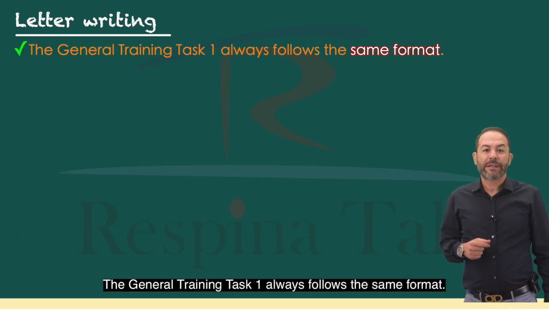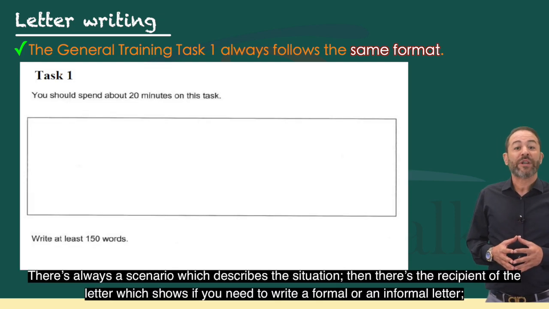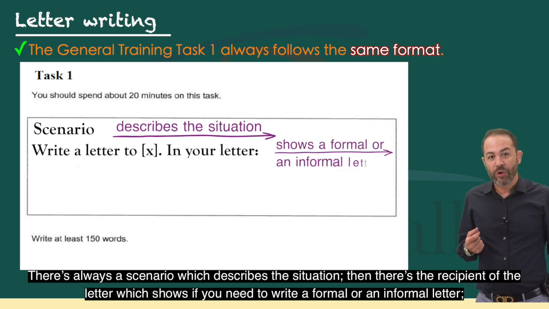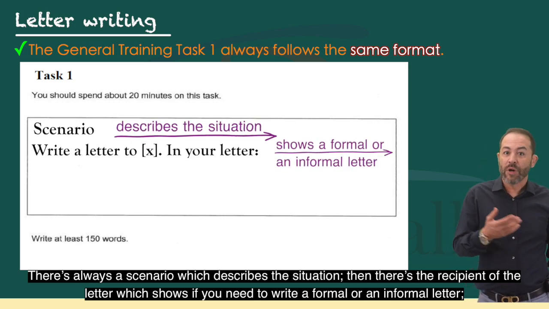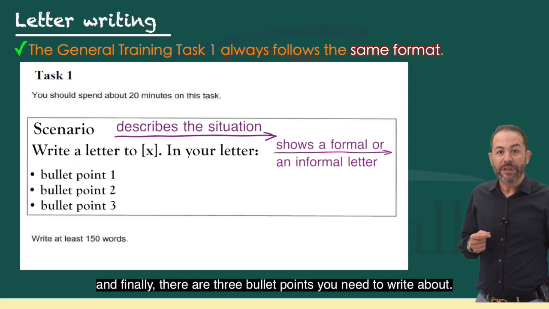The General Training Task 1 always follows the same format. There's always a scenario, which describes the situation. Then there is the recipient of the letter, which shows if you need to write a formal or an informal letter. And finally, there are 3 bullet points you need to write about.